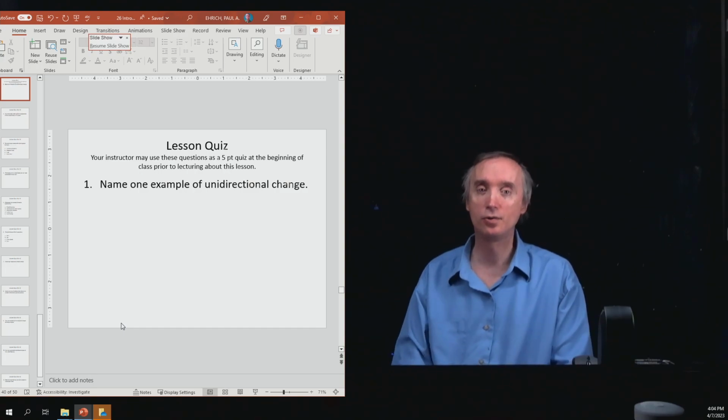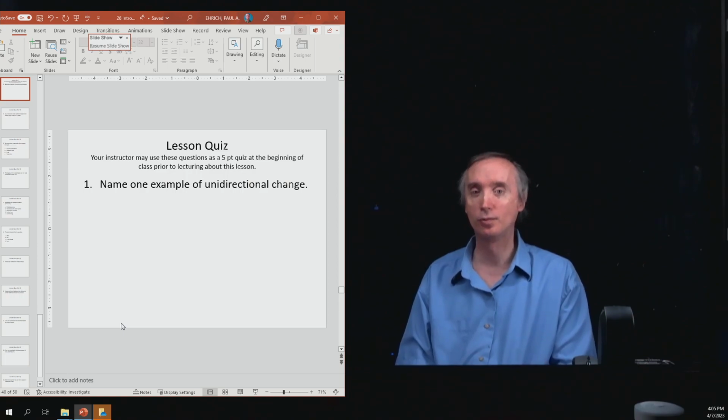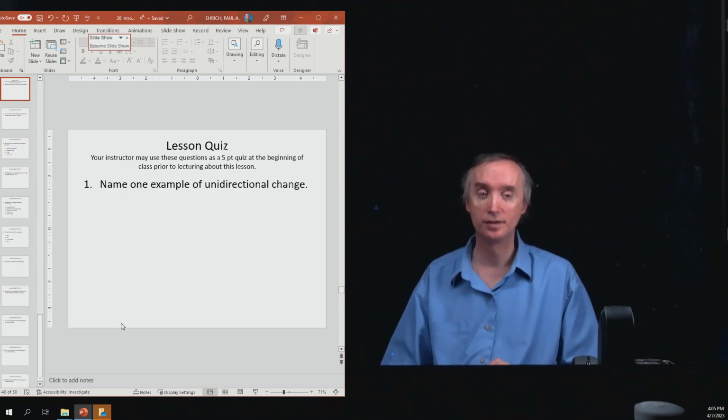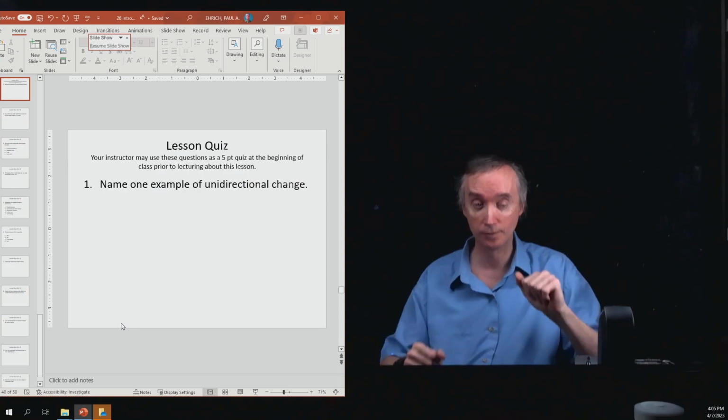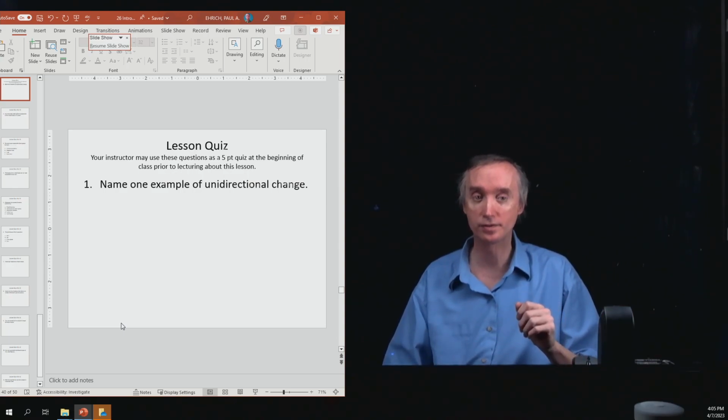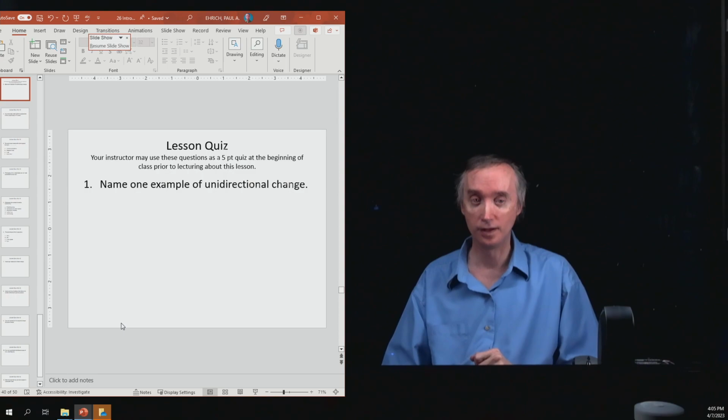Okay, it's now time to take a quiz over what you've learned about environmental geology. Question number one, name one example of unidirectional change. So we mentioned, for example, the differentiation of the Earth. The Earth began as a big ball of material that was uniformly distributed, and then as it heated up, the iron went to the core, and the lighter materials went to the crust. So that only happened once in the history of the Earth. Then we also talked about the formation of the oceans and the formation of the atmosphere.